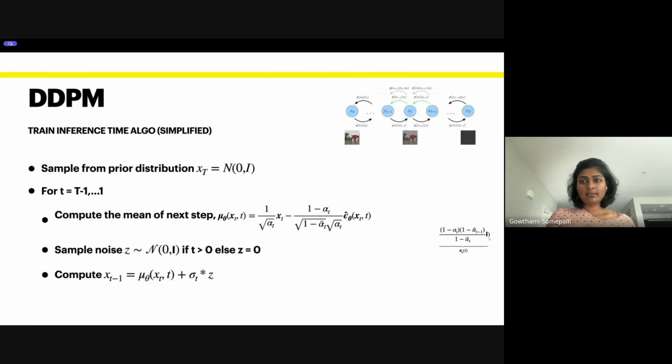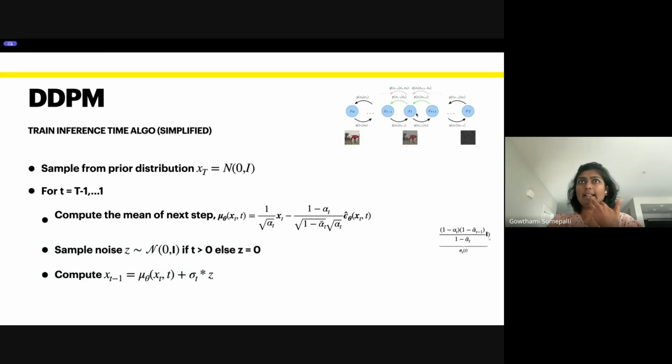Okay, then let's look at the sampling. So how does the sampling work? For the sampling, we have access to a Gaussian distribution, usually of the same dimensionality as x naught, and we begin with that. First we sample some random point.